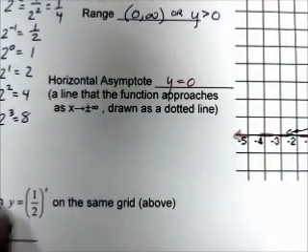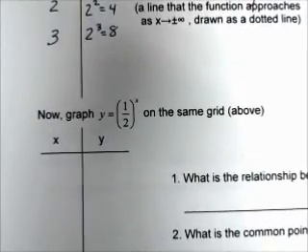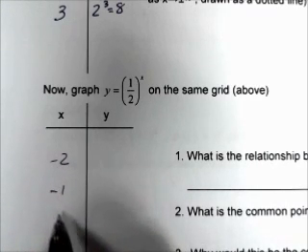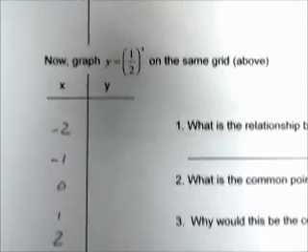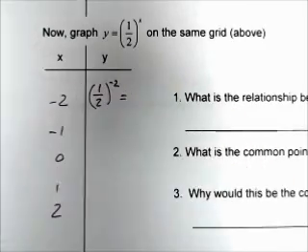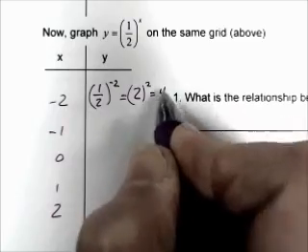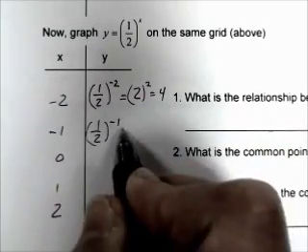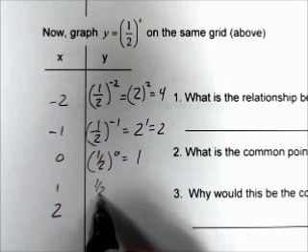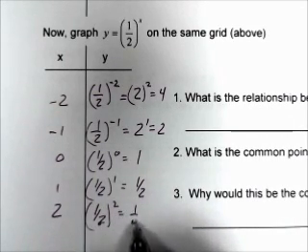Next, on the same graph, we want to graph y equals 1/2 to the x on the same set of axes. So I'll use a different color pen and do the same. I'll pick some integer values: negative 2, negative 1, 0, 1, and 2. Substituting negative 2 for x, 1/2 raised to the negative 2. We invert the fraction to take care of the negative, so this would be 2 to the positive 2, which is 4. 1/2 raised to the negative 1 would be 2 to the positive 1, which is 2. 1/2 to the 0 is simply 1. 1/2 to the first is 1/2. And 1/2 raised to the second is 1/4.